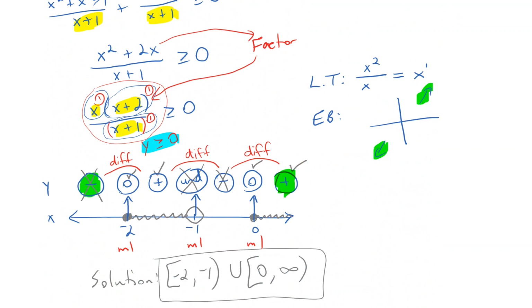It all comes down to making sure that you have a simplified fraction on one side that's factored where necessary, 0 on the other side, and then you can set up your number line chart with zeros, multiplicities, and end behavior. Okay?